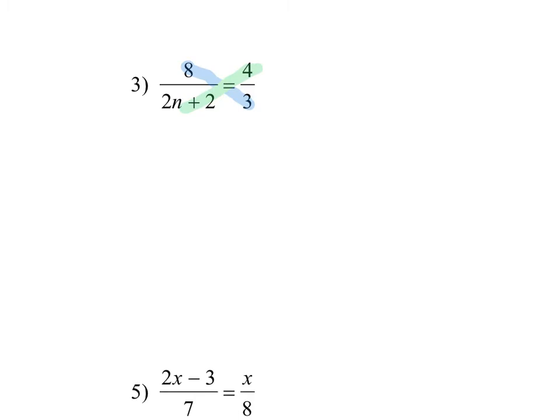Watch how this will work out. You end up getting 8 times 3 from the first cross is equal to 4 times 2n plus 2. Now, if you look at it here, you'll notice I wrote my 4 first, and here's why.